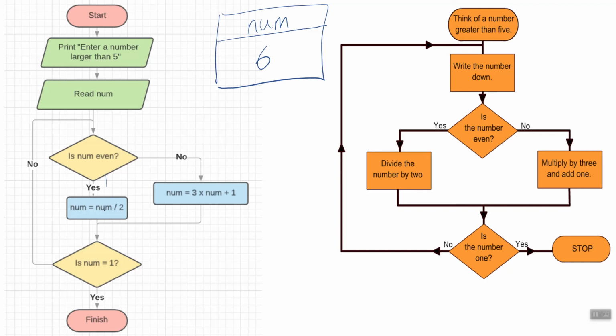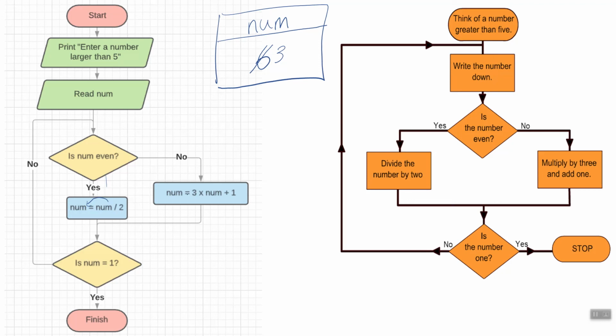Now what's happening here is a process that says, okay, let's update whatever num is with a new number. So we take whatever num is, 6, divide it by 2, and then we put the answer from that into num. So in other words, we're going to get rid of 6 now and replace it with half of 6, which is 3. Go down here. Is num 1? No. So let's go back up, it's difficult tracing this, and we go down to is num even? Now 3 is not even, so we have to say no.